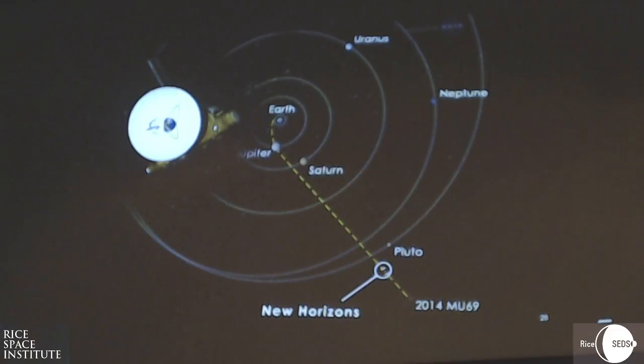But there's a new story I want to tell about New Horizons, because it's now been targeted to a new Kuiper Belt object. That object is called MU69.